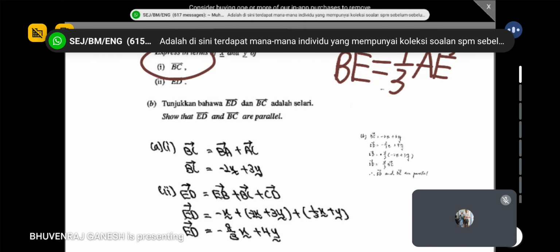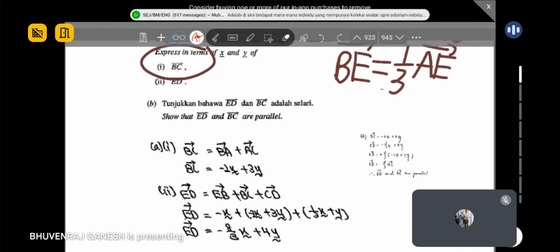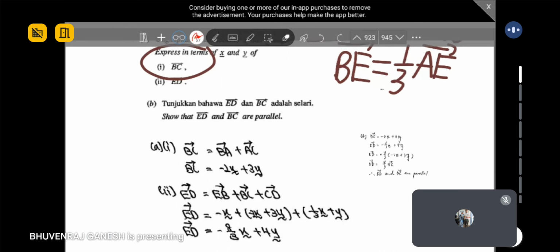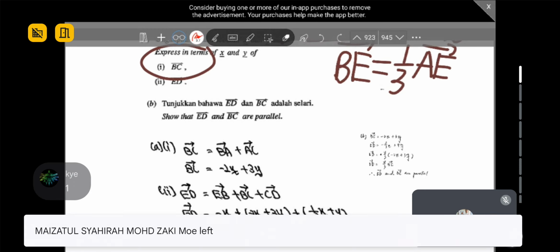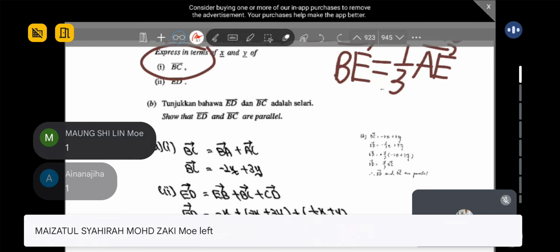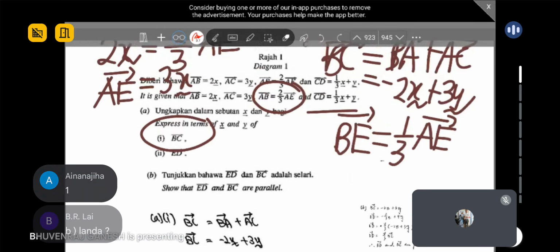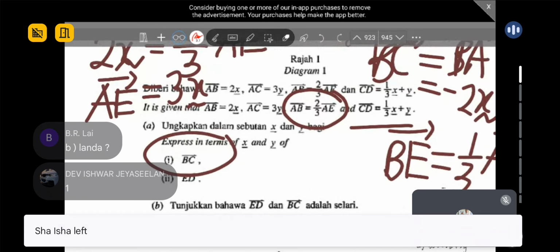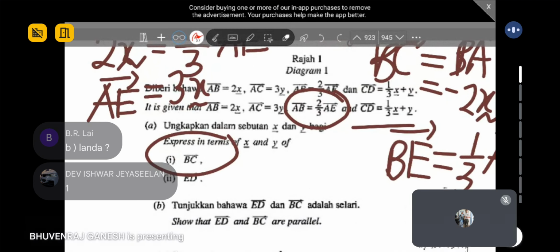Okay, understand, guys? Can you get it? If understand, type 1. If don't understand, type 2. Kalau faham 1, tak faham 2. So can you all comment? 1 or 2? Sama? Lagi orang? Do you get it? Okay, so next question. Okay, so question B. Yes, correct.